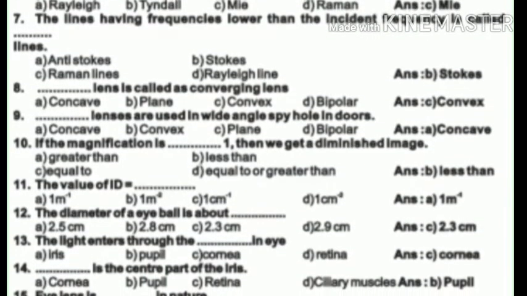Option B, Stokes. Dash lens is called as converging lens. Option C, convex. Dash lenses are used in wide angle spy hole in doors. Option A, concave. If the magnification is dash 1, then we get a diminished image. Option is B, less than.